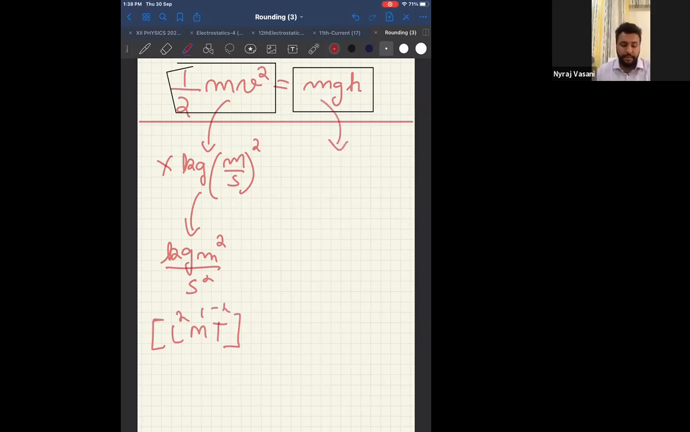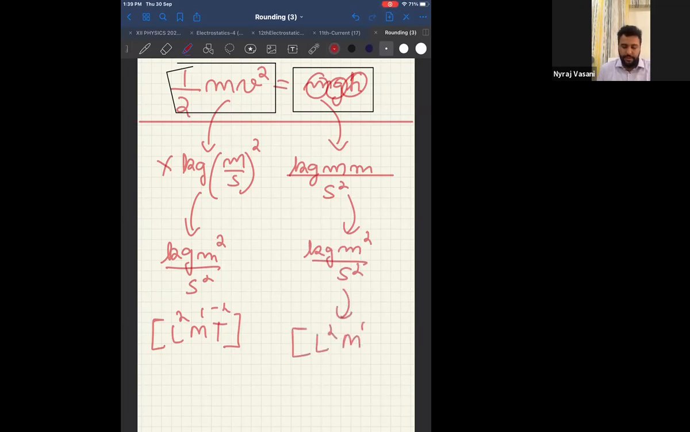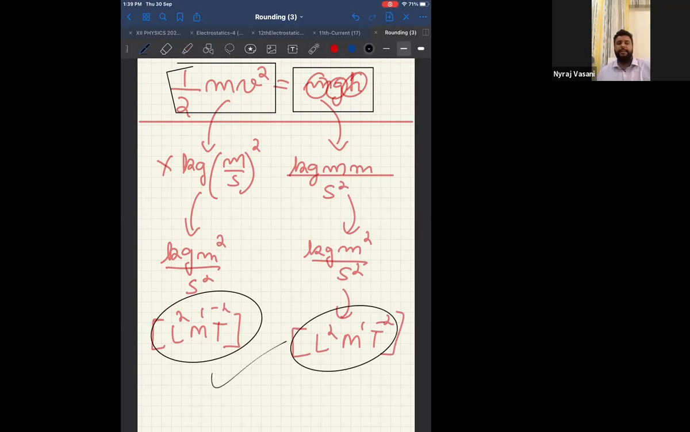mgh. Mass is kg. g is acceleration due to gravity, means same as acceleration. Meter per second square. Height is meter. Therefore, it is kg meter square per second square. So kg meter square per second square is L2 M1 T minus 2. Therefore, if I compare this and this, can I say both dimensions are same? Therefore, this equation is dimensionally correct.